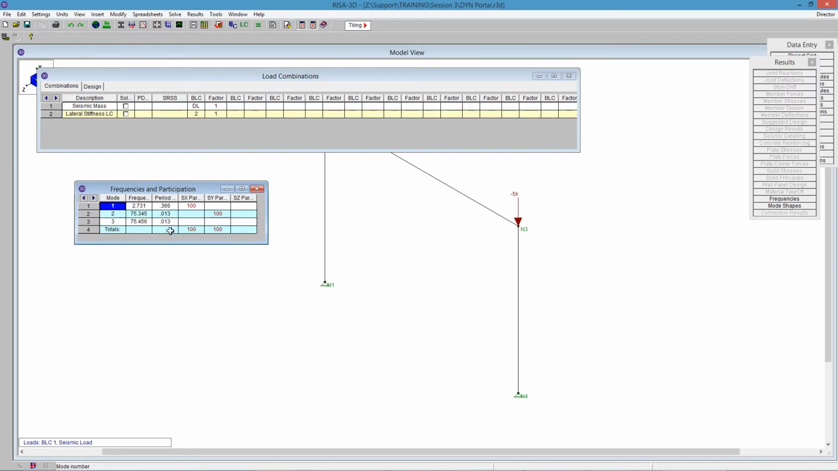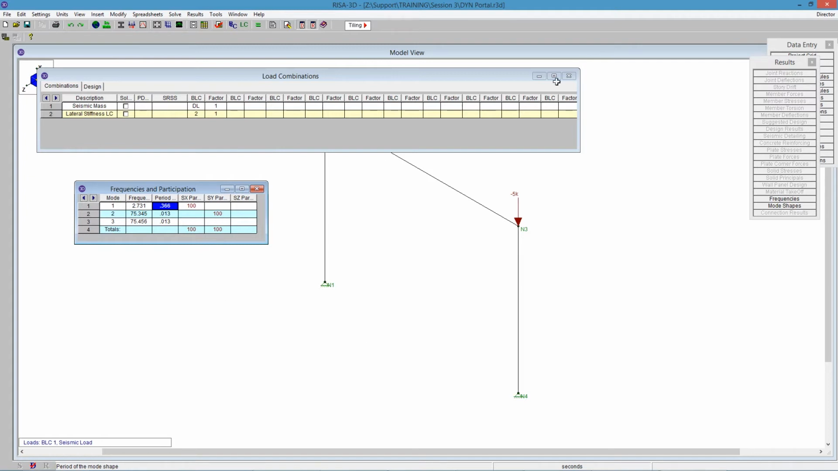So in our hand calcs, we had gotten that period to be 0.366. And we can see here on that first mode shape, we have 100% participation in the x direction, and that's the period that we defined. So we can validate that hand calc that we did. So it's a nice, easy way.